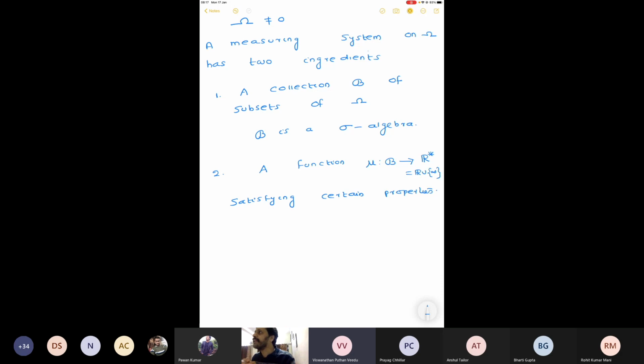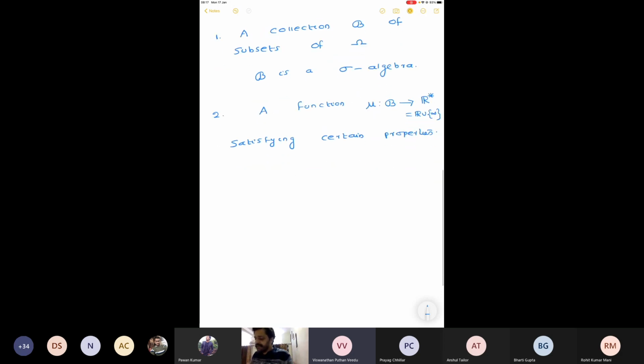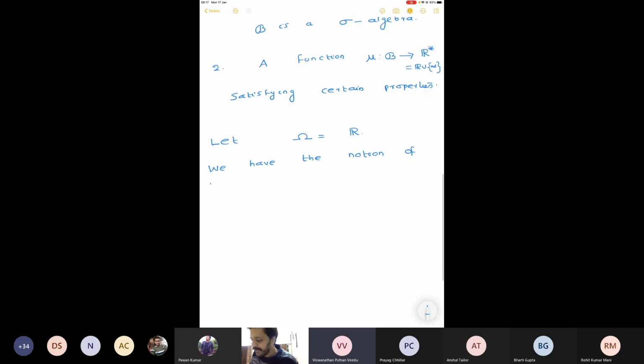Now let us take omega to be R. Let omega be equal to R. What we are looking for, or what Lebesgue looked for, is a measuring system on R that is consistent with the length. Okay, we have the notion of length for intervals in R.